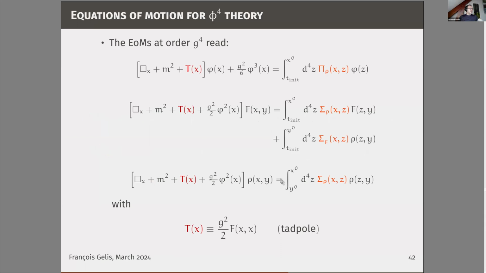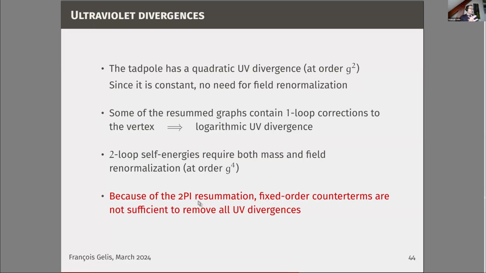So now let me tell you a bit more about renormalization, because these self-energies are UV divergent. The tadpole here is also UV divergent, so something must be done about this. As usual, the tadpole, in four space-time dimensions, has a quadratic UV divergence, which is of order g squared. But because the tadpole is momentum independent, it contributes only to the mass counterterm. It doesn't contribute to the field renormalization. But hidden in the tadpole, some graphs contain one-loop corrections to the vertex, which have logarithmic UV divergence. I will show you why on the next slide.